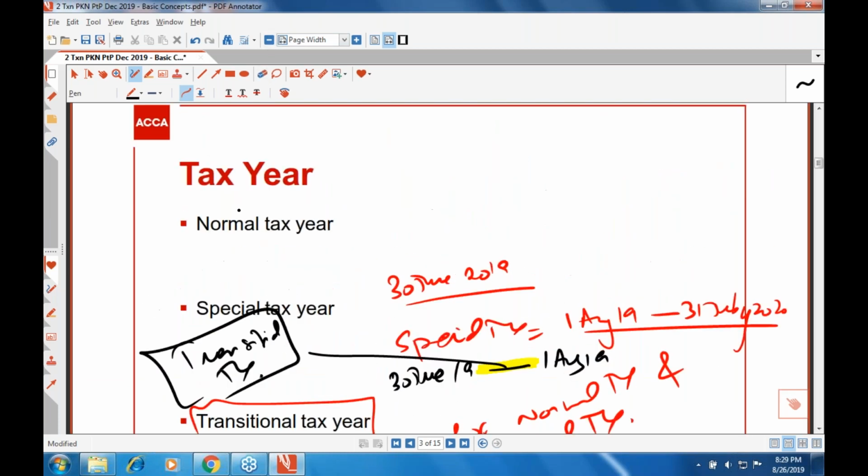Okay, so that is the conclusion of one of the basic concepts, which is the concept of the tax year. So we have discussed the concept of tax year. That is what we have done. Now let's move a bit forward.